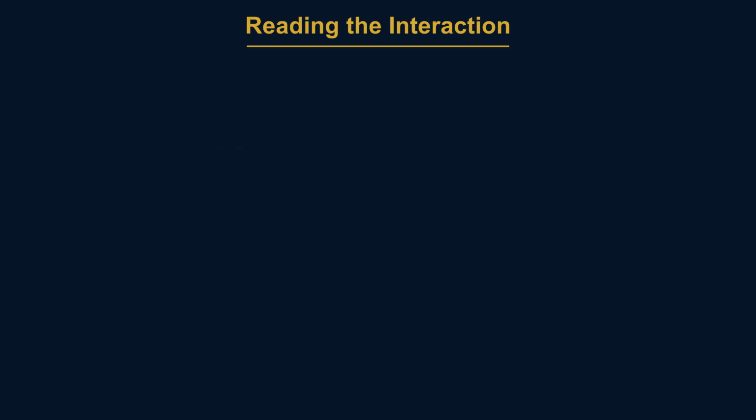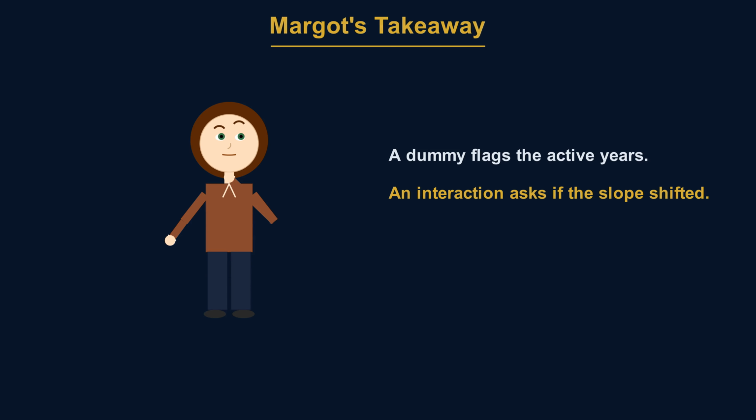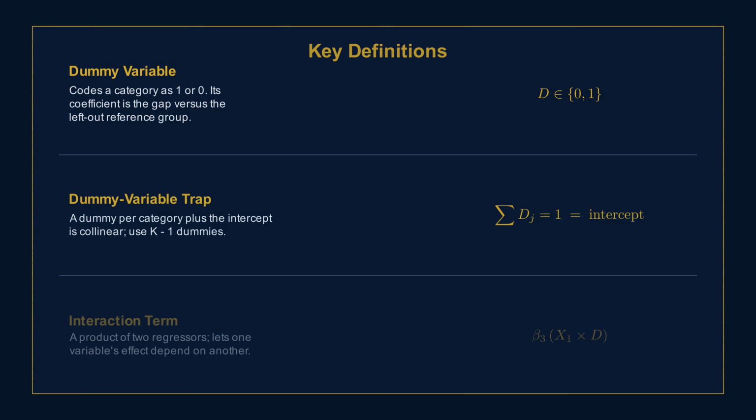Margot closes the problem set. There's an obvious use for this sitting in her own data. There are years when the correspondent of her grandfather's was active versus years when they were quiet, and a dummy would let her flag exactly those periods. And an interaction would let her ask the question of whether her grandfather's whole relationship to the market shifted once those letters started arriving. So that's dummy variables and interaction terms.